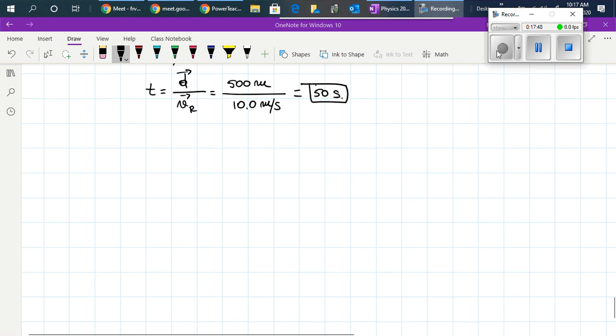Does this make sense? The third subtype of the river question is when the swimmer is swimming across the river.